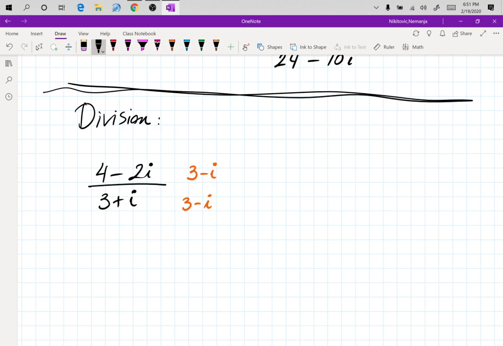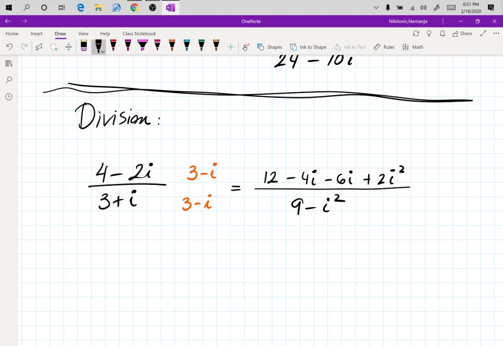So we go and we say 3 times 4 is 12, minus 4i, minus 6i, plus 2i squared when we FOIL in the numerator, right? And then, I don't know if you see it, but the denominator is a difference of squares. So the middle terms will cancel. So it's just 9 minus i squared. But if you don't know that, you can FOIL, and then you will get 3i minus 3i that will cancel.